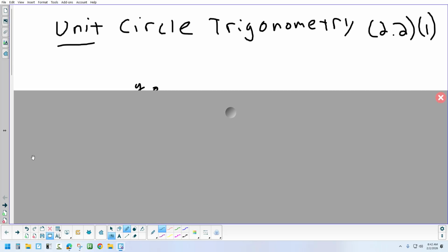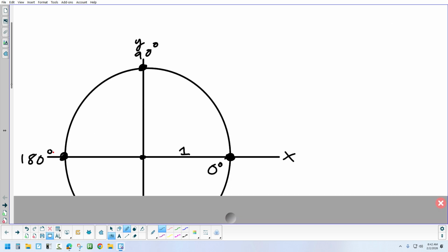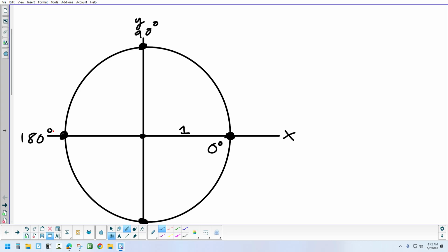So in section 2.2, we're going to look at what's called the unit circle trig. Okay, this will be the first time you've seen the trig functions in this class, like sine, cosine, tangent. If you've done them before, you might have done something like this, or this might be a little different. All right, but this will be the first time we've seen them. All right, so I'm going to start with that diagram.